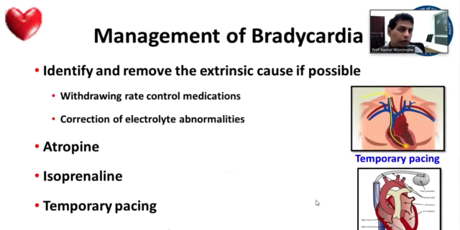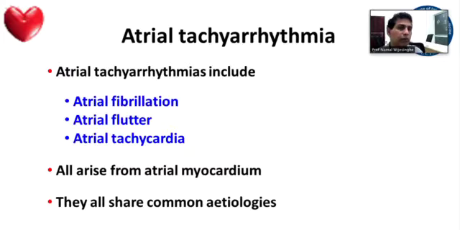Let's move on to tachyarrhythmias. Depending on the place where they originate, we can divide them into atrial tachyarrhythmias, nodal tachyarrhythmias, as well as ventricular tachyarrhythmias. And also, for the purpose of easy interpretation, we sometimes divide them into narrow complex tachycardias and wide complex tachycardias. Now, narrow complex tachycardias are the atrial tachyarrhythmias and the nodal tachycardia.